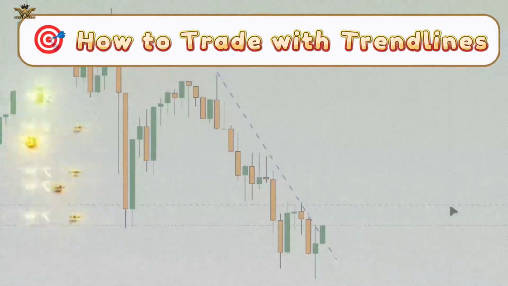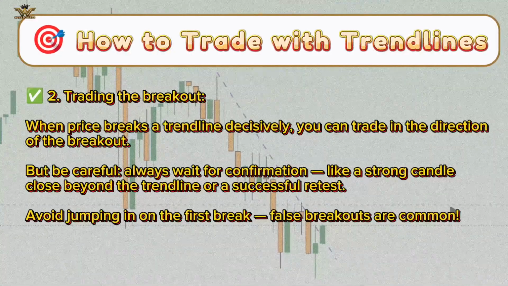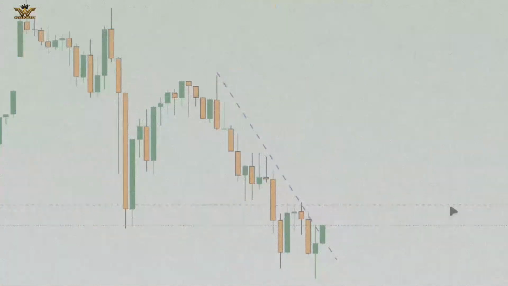And next, trading the breakout. When the price breaks a trend line decisively, you can trade in the direction of the breakout. But be careful. Always wait for confirmation, like a strong candle close beyond the trend line or a successful retest. And you need to avoid jumping in on the first break. False breakouts are common, so always be alert for false breakouts.